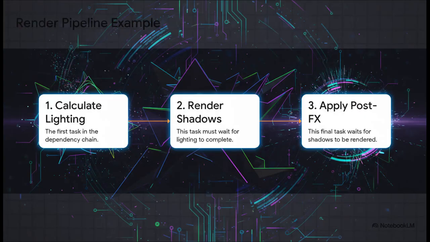Think of it like a render pipeline. It's the perfect analogy. Before you can render shadows, you first have to calculate all the lighting in the scene, right? So the shadow rendering task has to wait until the lighting task is done. And then you can only apply your post-processing effects after the shadows are finished. The job system lets us build this exact chain of dependencies, guaranteeing this precise order of operations every time.